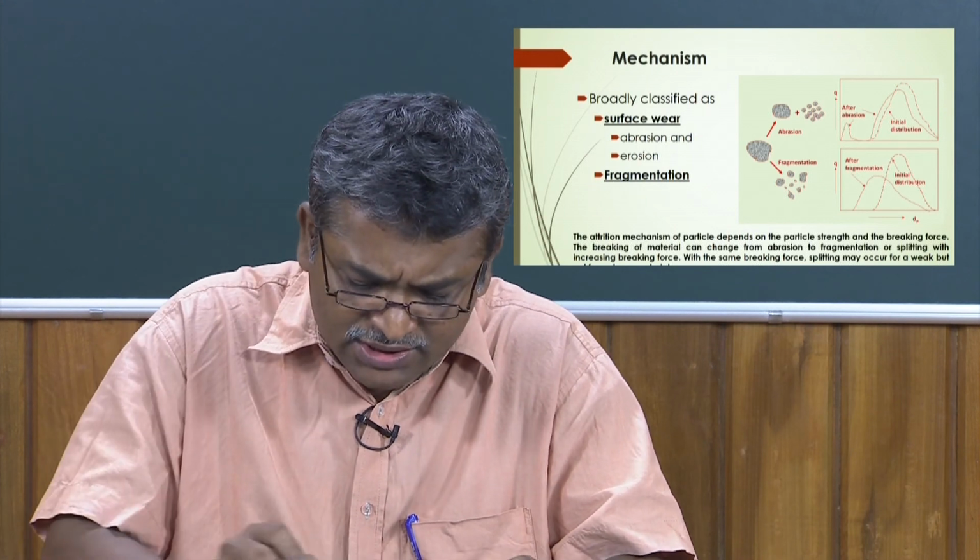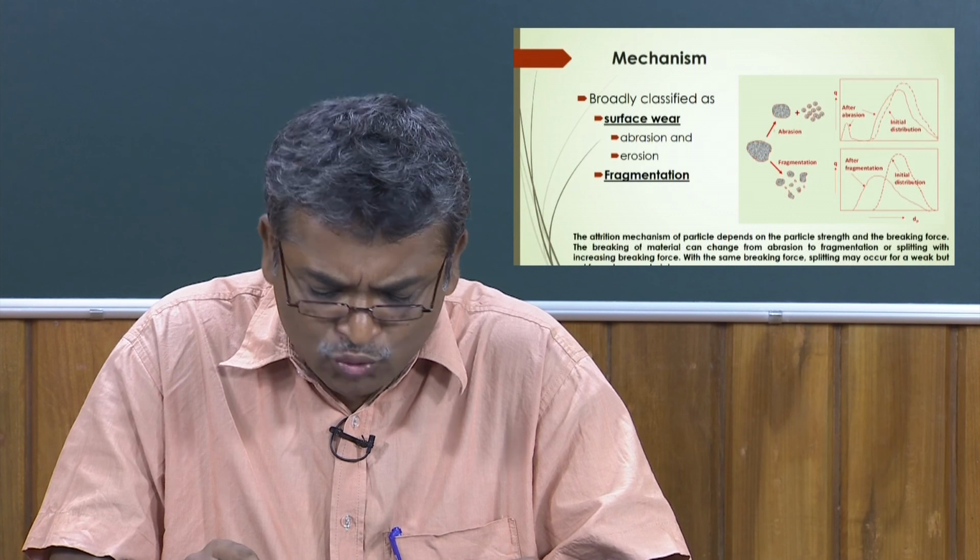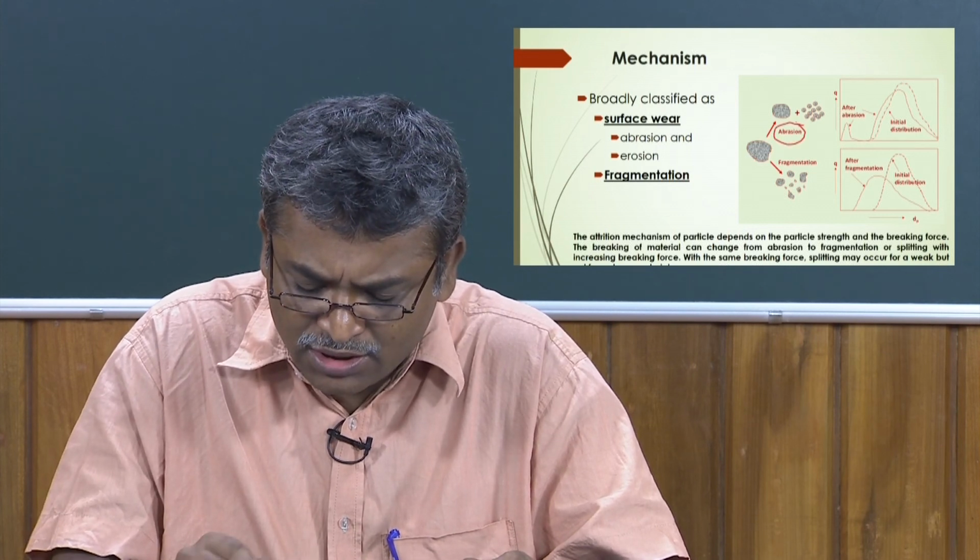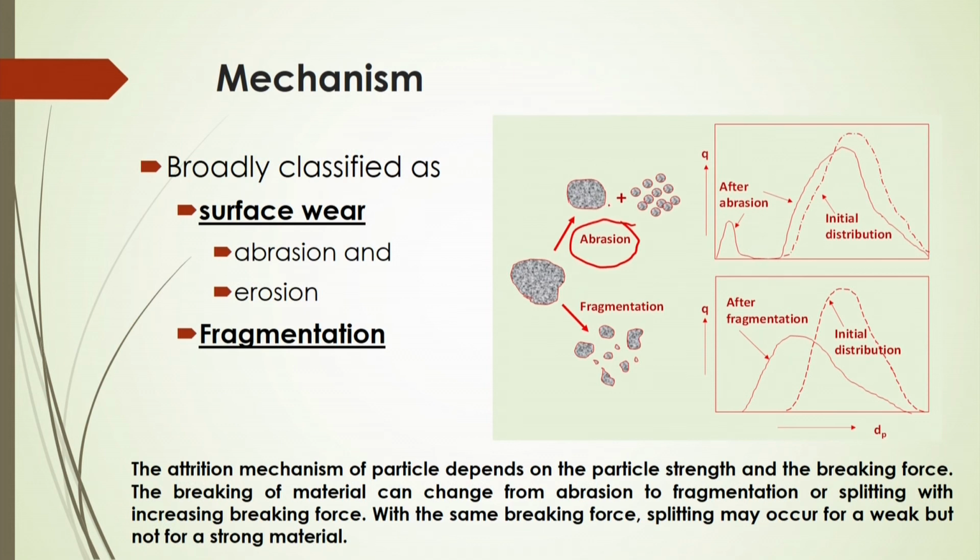So, these two mechanisms are there, one is called abrasion. Here one particle breaks into one and another finer particles, almost uniform in size, whereas these particles may be broken into fragmented solids. Now, the size of the solids may not be equal. So, for the distribution of the solids after attrition, you will see two types of distribution based on these two types of attrition mechanism.